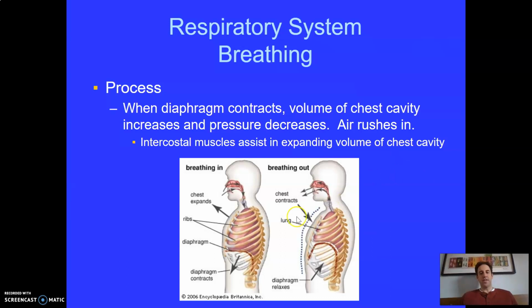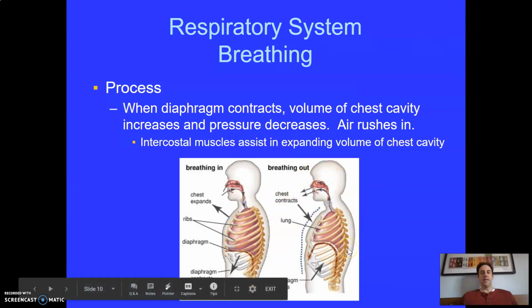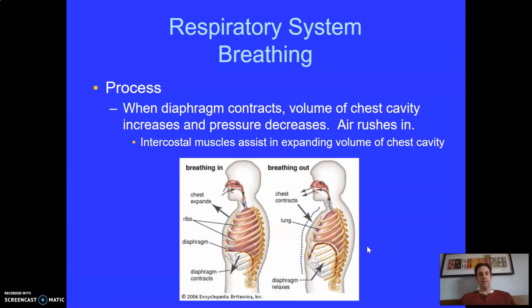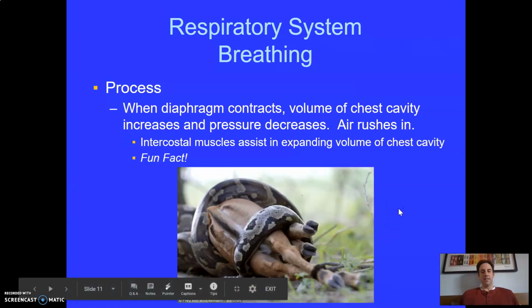And if the pressure goes down, air from the outside just naturally rushes in to that low pressure area. And so it's actually this diaphragm creating this increased volume in the chest cavity that causes air to come in. The intercostal muscles help a little bit with this, but it's largely the diaphragm that does this.